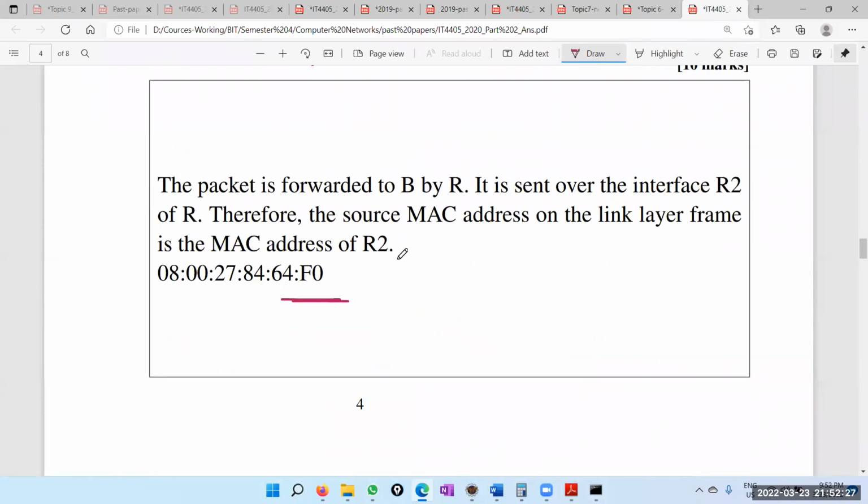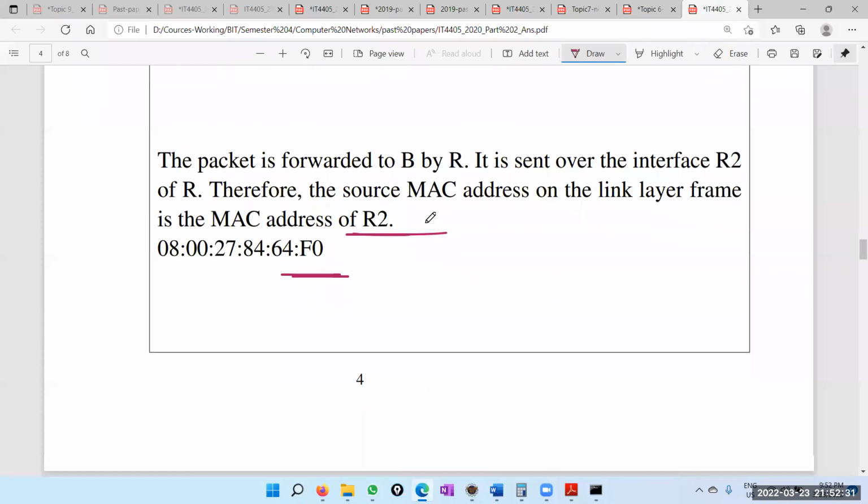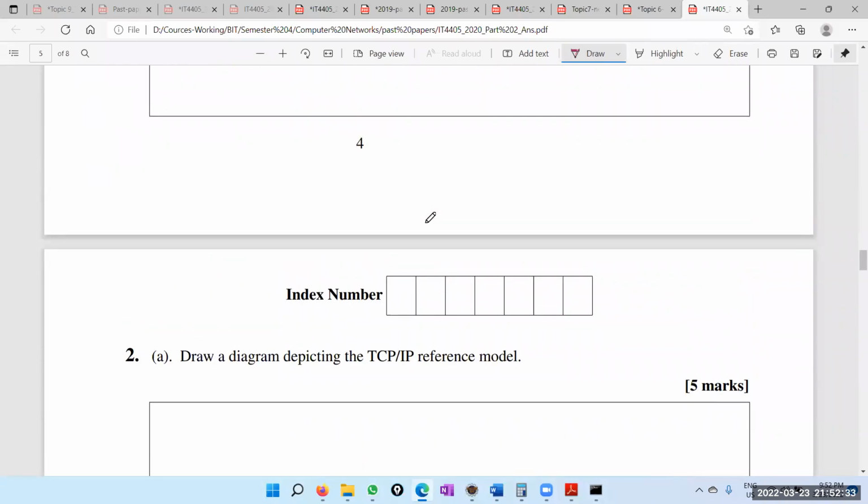Yes, right. That is the MAC address at the R2 interface. Right. So now we are moving to the second topic, the second question. There are, I think, 4 questions, right?